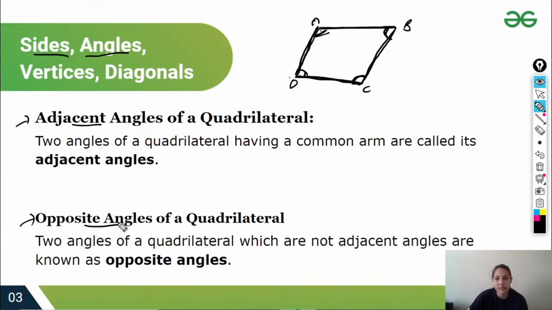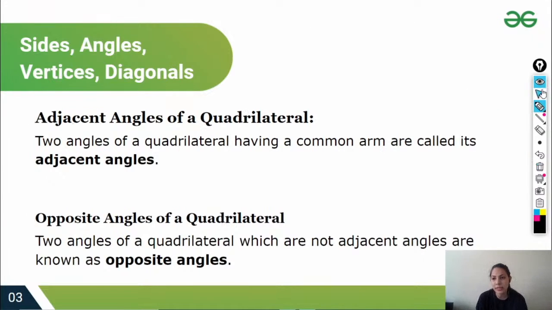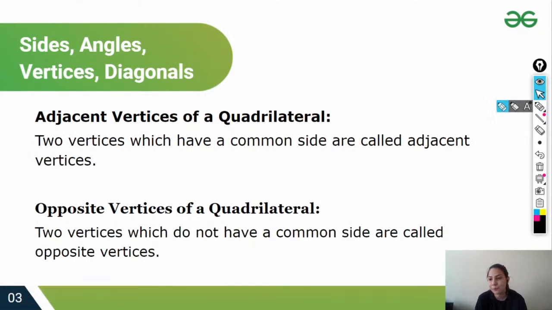And opposite angles, jisme koi common arm, koi common vertex nahi hai. So I hope you understood the sides and angles in the quadrilateral. Now let us move to the vertices and diagonal part.